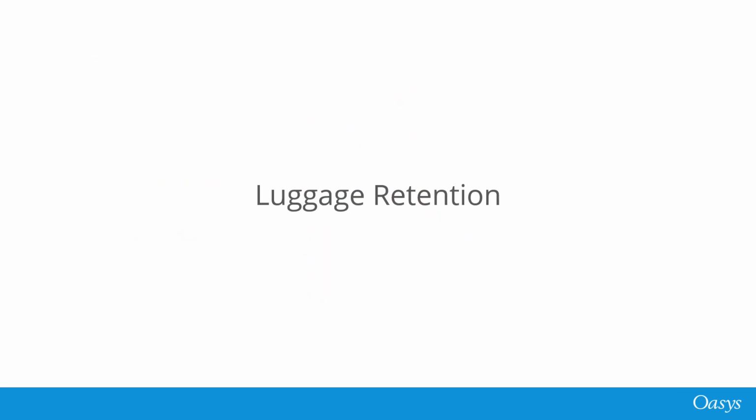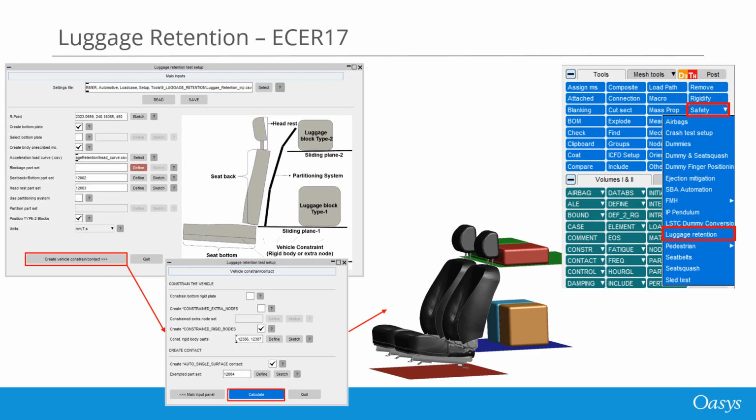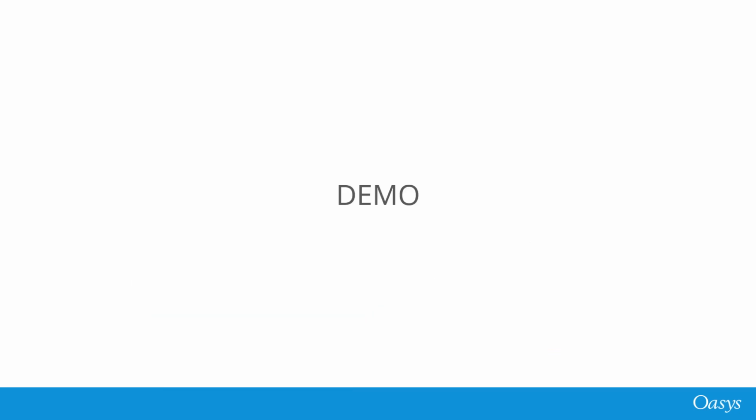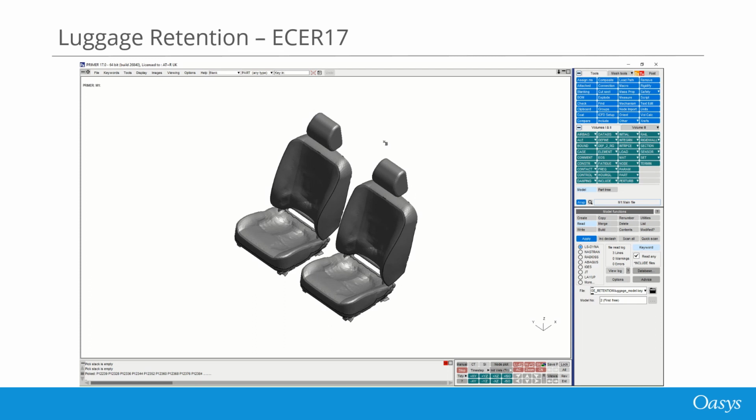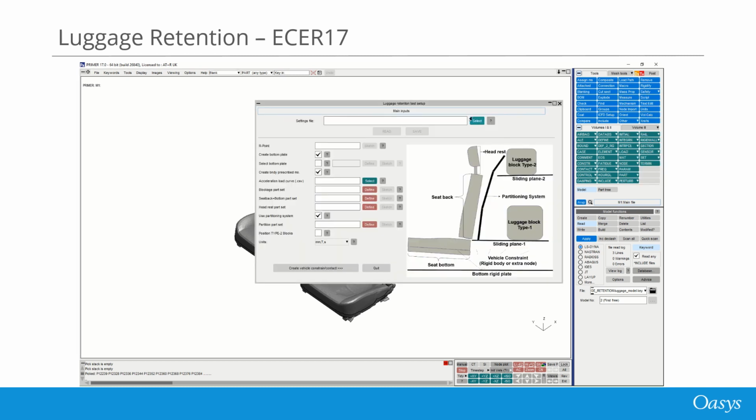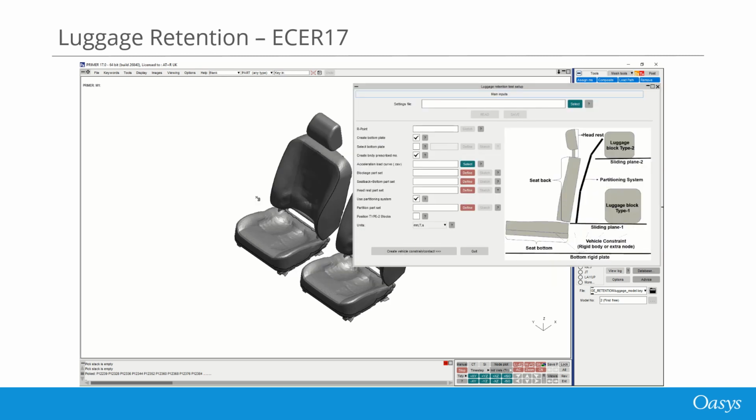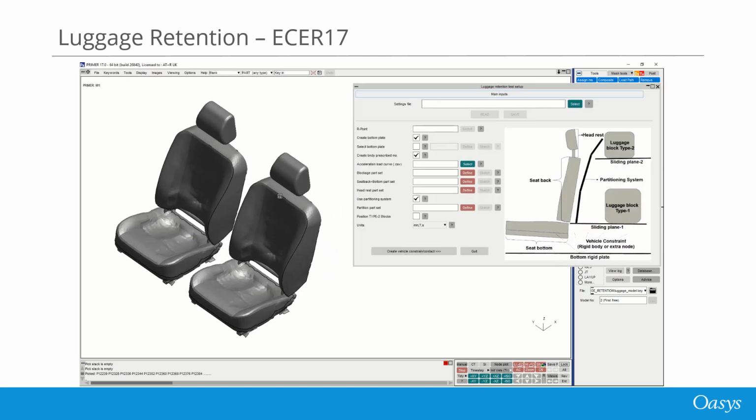So let's look at luggage retention. The luggage retention tool is a tool that brings in some standard blocks and sets up an analysis according to ECE R17. So let's have a look at a quick demo. So here we have a very simple model, just some seats. That's all we have in the model. So to set up a luggage retention analysis, we go to the luggage retention tool. Very similar to some of the tools I've already shown you today.